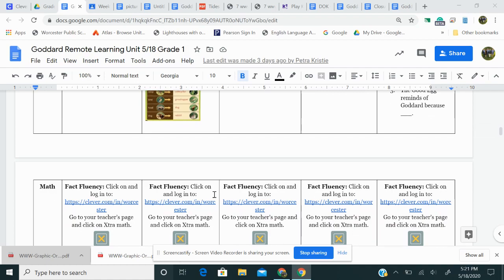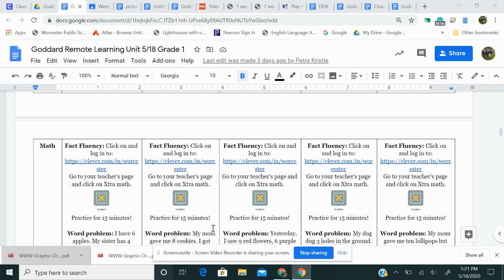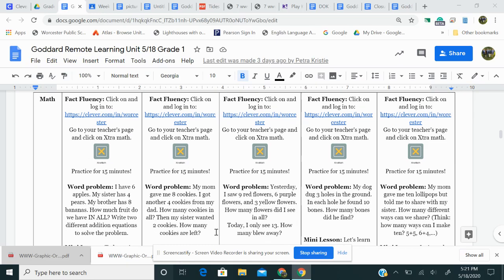For math, which you should also spend about 1 hour on, you're going to log into Clever and click on Extra Math and you're going to practice for 15 minutes. Here is your word problem of the day. My mom gave me 8 cookies. I got another 4 cookies from my dad. How many cookies in all? Then my sister wanted 2 cookies. How many cookies are left?